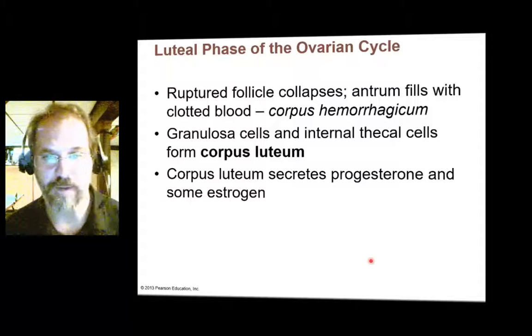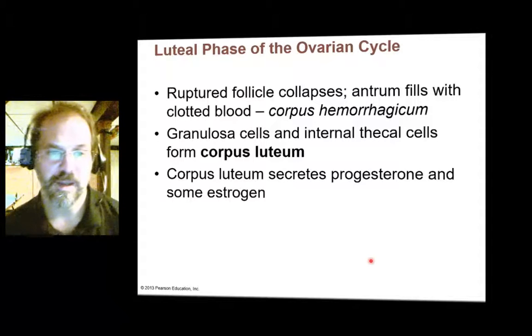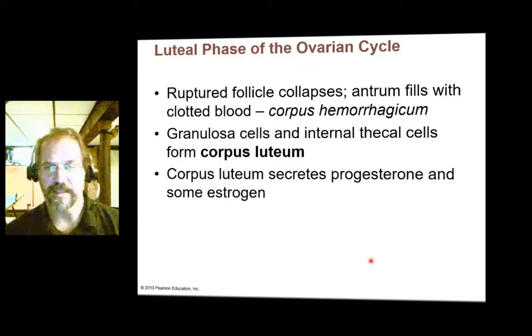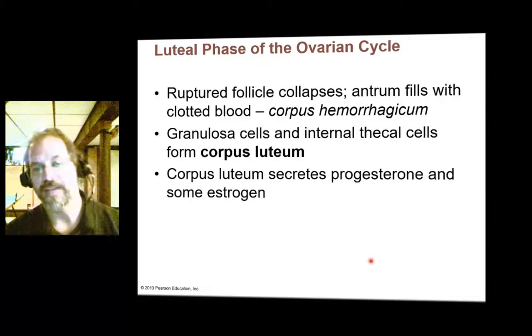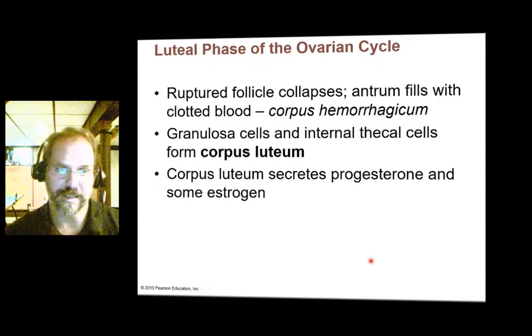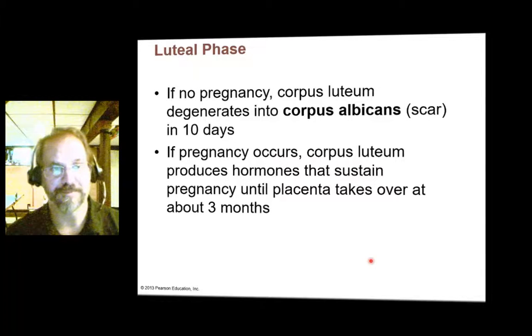Okay, so after ovulation, I mentioned that these granulosal cells and the internal thecal cells that are left over in the follicle form the corpus luteum, which secrete progesterone and a little bit of estrogen. And the job of that progesterone is to maintain the functionalis layer of the endometrium. So after about 10 days, the corpus luteum breaks down and becomes scar tissue, which is simply called the corpus albicans.